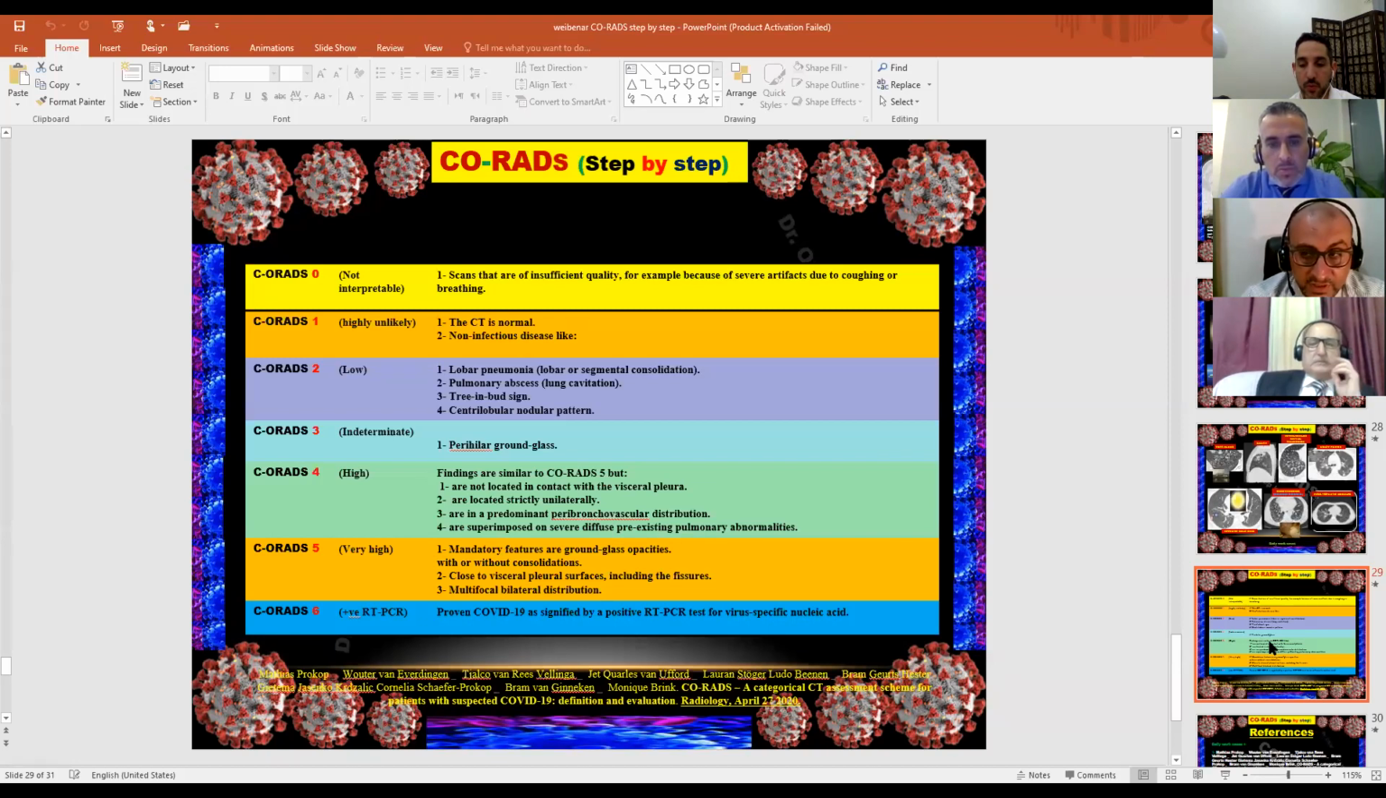As you see in our cases, which I presented in the presentations, the CORADS almost matched the results of RT-PCR. CORADS 2, for example, mostly appeared negative, and in CORADS 4 and 5 most cases appeared positive in the RT-PCR. So it also helps in giving an idea about the susceptibility to the disease more than the severity. Yes, it is not talking about severity at all, only the possibility.